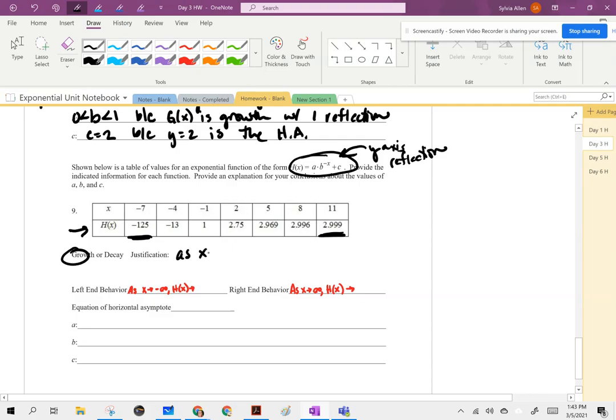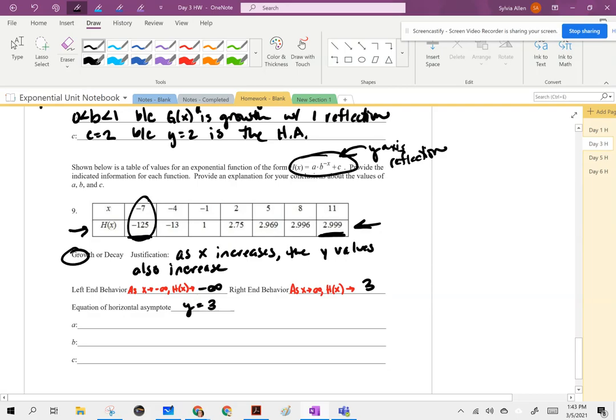As x increases, the y values also increase, okay? Left end behavior is approaching negative infinity from the table, right? Negative 125. And then the right end behavior looks like it is approaching 3. Okay. That means the equation of the horizontal asymptote is y equals 3.